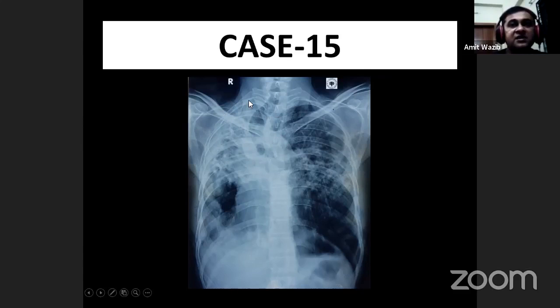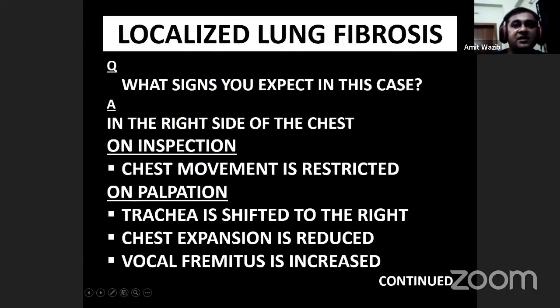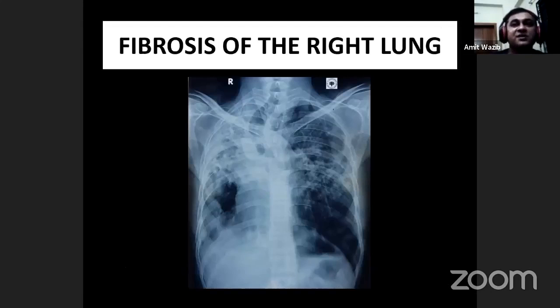But there are other two important causes of such localized lung fibrosis. These are lung abscess and bronchiectasis. So lung abscess and bronchiectasis, apart from pulmonary tuberculosis, can cause localized fibrosis. So if you examine this patient, what sign you may find? In fact, you may find the signs that are quite similar to consolidation.